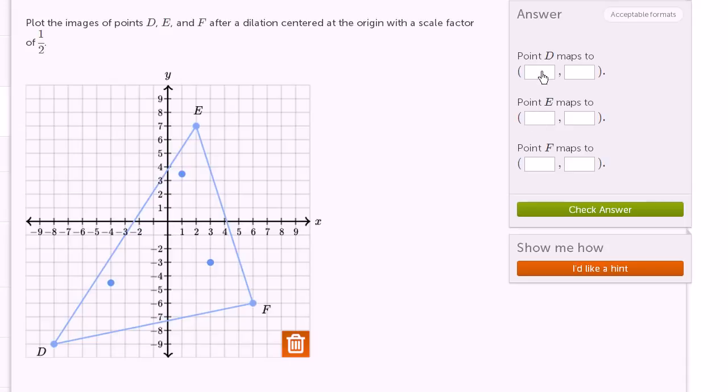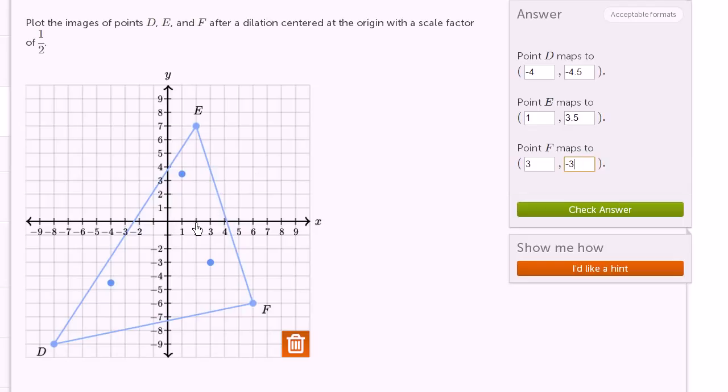So let's just write these coordinates. Point D, remember, was the point (-8, -9). That's going to map to, well, we're going to take half of each of those, so (-4, -4.5). Point E was at (2, 7), so it maps to (1, 3.5). And then finally, point F was at (6, -6), so it maps to (3, -3).